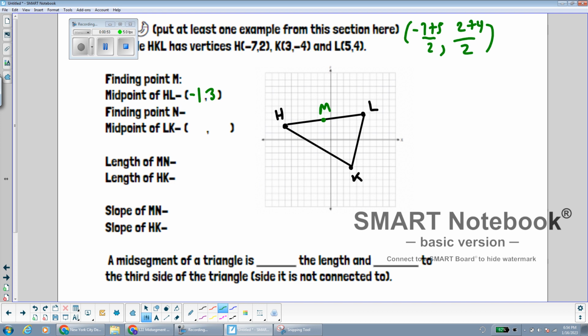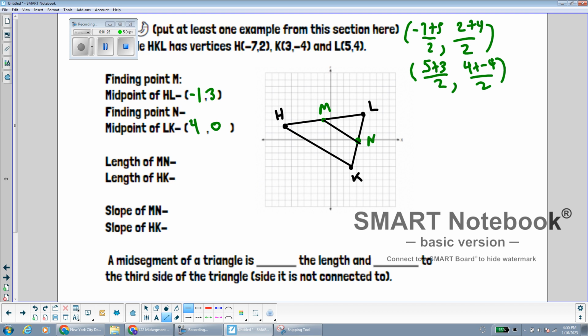Now I'm going to find the midpoint of side LK. So that's using points L and K. So that is (5 plus 3) over 2, comma (4 plus -4) over 2. So that's 8 over 2, which is 4, and that's 0 over 2, which is 0. So that's 1, 2, 3, 4, 0. Look at that, right in the middle. Using my straight edge, I'm going to connect the midpoints of those two sides together. And here I have one of the midsegments of this triangle.